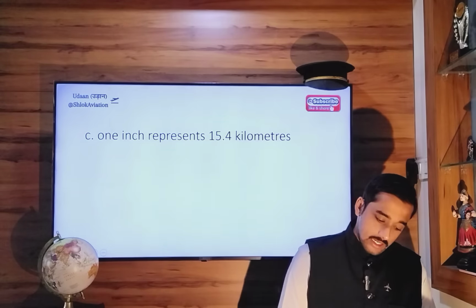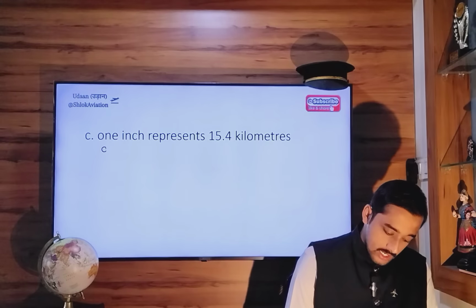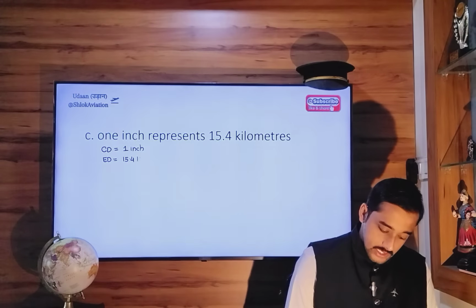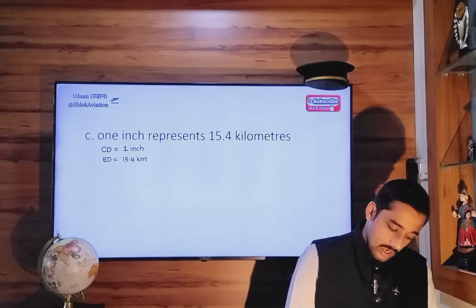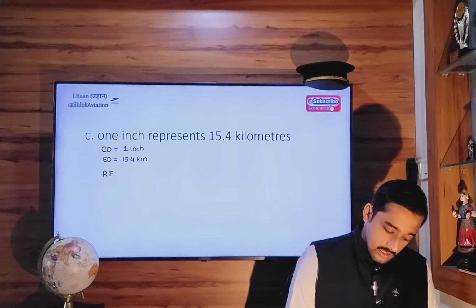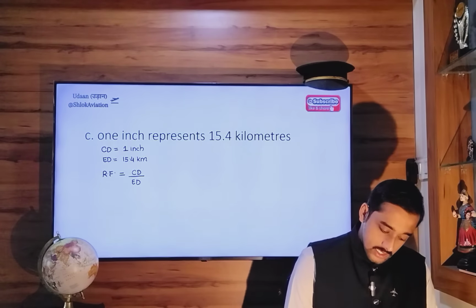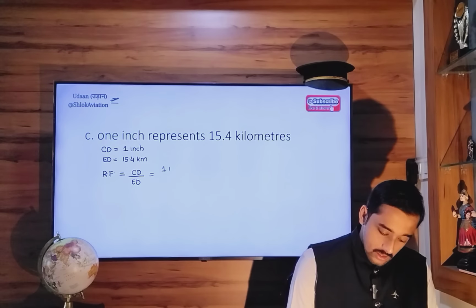1 inch is 15.4 kilometers. So chart distance is 1 inch. Earth distance is 15.4 kilometers. Now representative fraction is equal to chart distance upon earth distance. Chart distance is 1 inch.